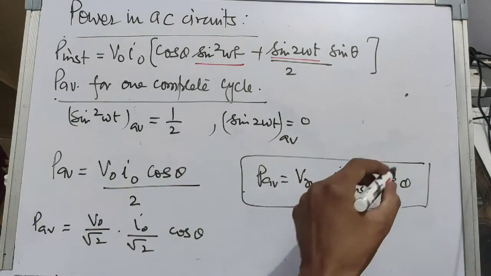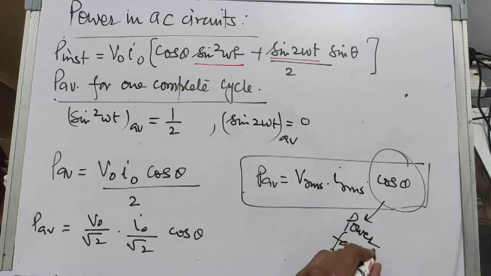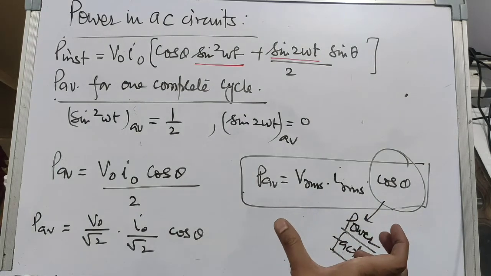This whole cos theta is called the power factor. It's called the power factor of the circuit, the AC power factor of the circuit. So this is the expression for the average power consumed in one complete cycle of an AC circuit.